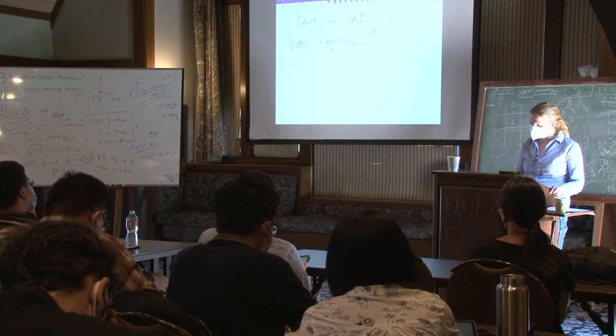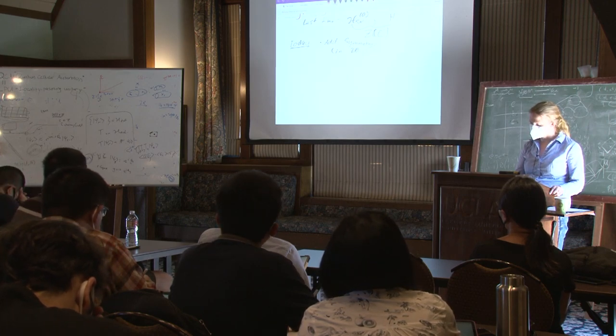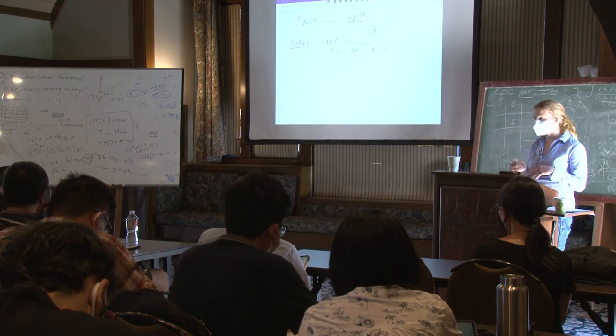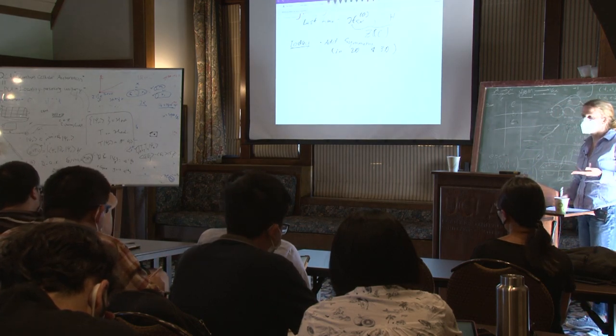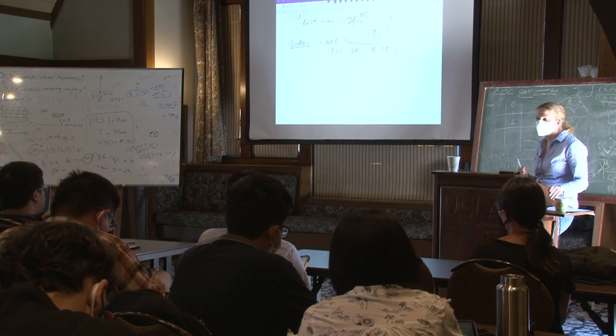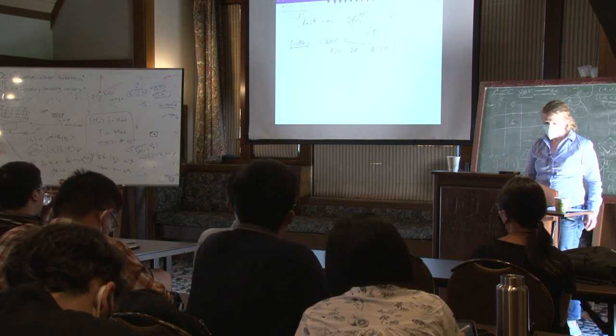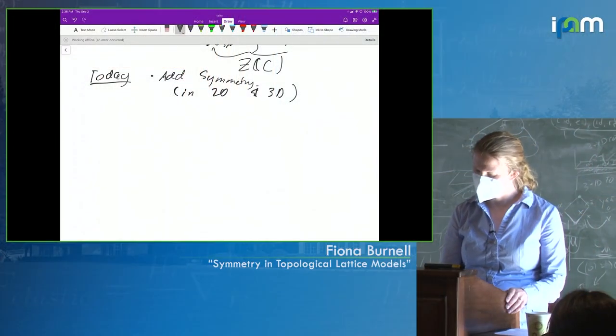I'm going to do this both in the 2D string nets, but I'm also going to talk a little bit about three-dimensional versions of these models, so I'll give a maybe slightly more pedagogical introduction to Walker-Wang models, and then tell you a little bit about symmetry there. And our goal, why would we do this?